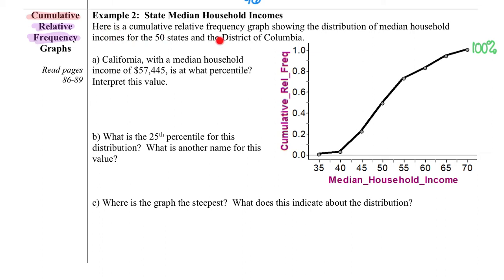So I'll let you read through the scenario here, but let's go ahead and take a look at this example. We've got the graph showing median household income for all 50 states. It says that California has a median income of about $57,000. So I'm just going to estimate that it's somewhere here between 55 and 60. I would go straight up, okay? And it looks like it's about 80%.